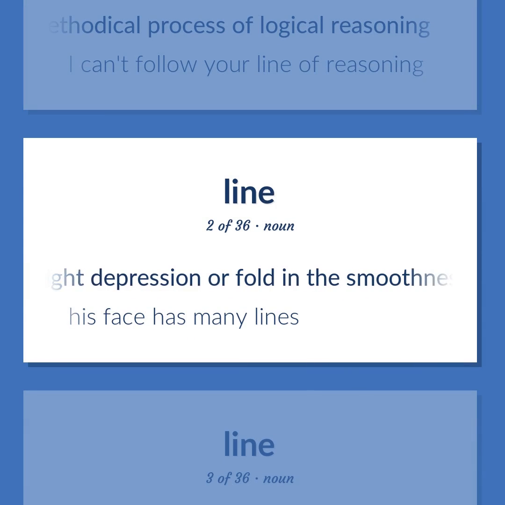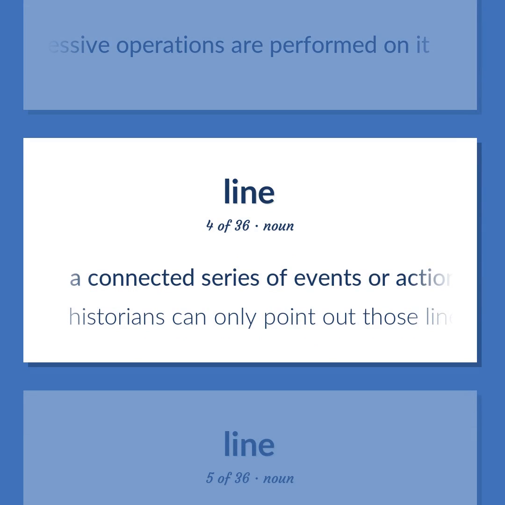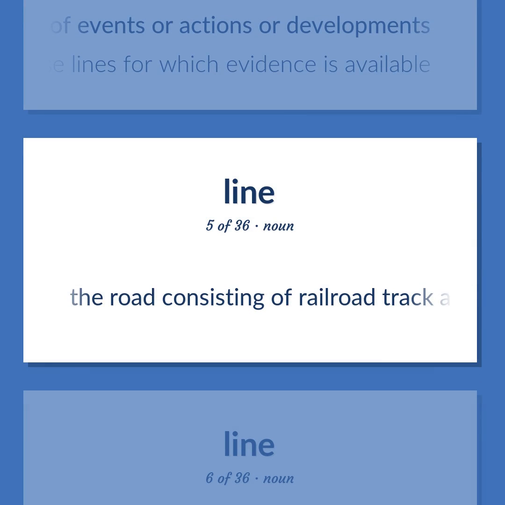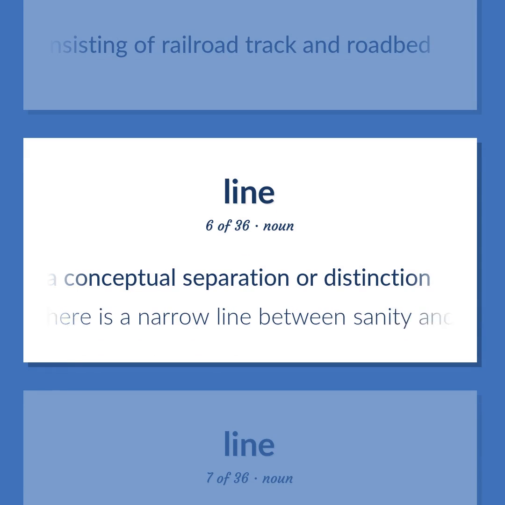A slight depression or fold in the smoothness of a surface. His face has many lines. Mechanical system in a factory whereby an article is conveyed through sites at which successive operations are performed on it. A connected series of events or actions or developments. Historians can only point out those lines for which evidence is available. The road consisting of railroad track and roadbed. A conceptual separation or distinction. There is a narrow line between sanity and insanity.